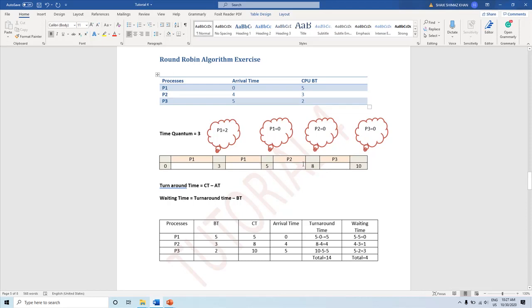So P2 runs for its burst time, 5 plus 3 is 8. P2's burst time becomes 0 and it terminates, and now P3 gets the chance. Finally 8 plus 2 is 10, and P3 also terminates. And of course, students, you all know how to calculate the completion time from the Gantt chart. Then using the completion time, you know how to calculate the turnaround time, and how to calculate the waiting time using the formula.